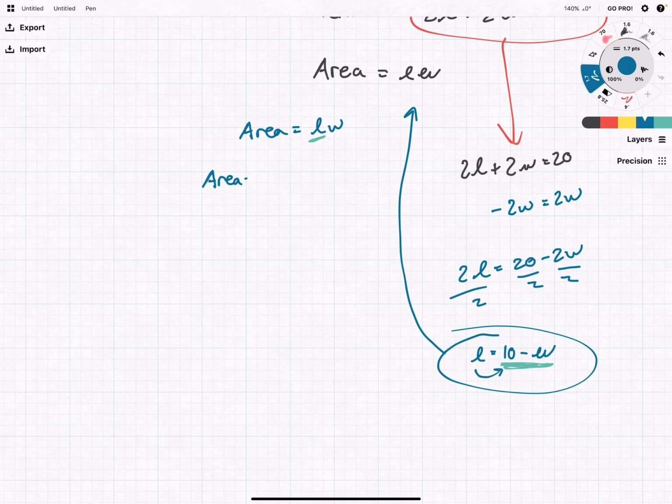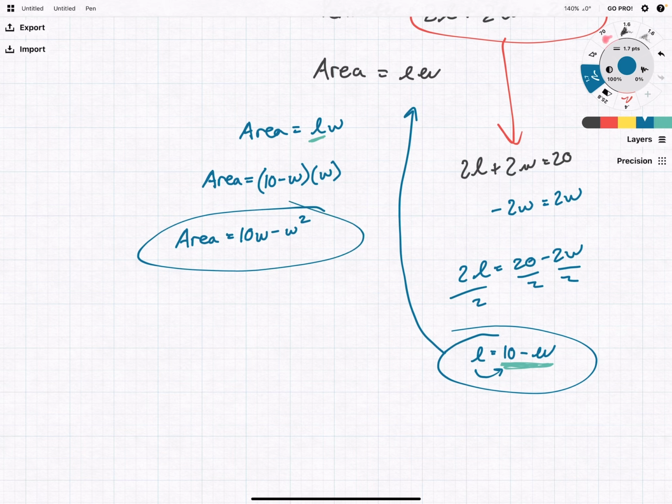So area equals 10 minus W times W. And well, we could multiply it out, I guess. And so area equals 10W minus W squared. And that's going to be our answer.